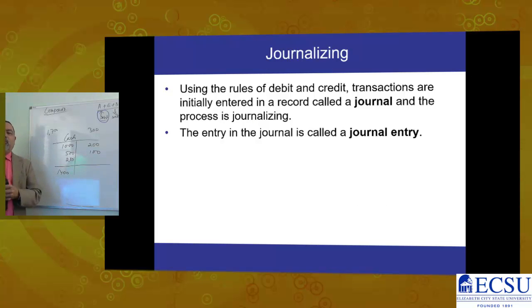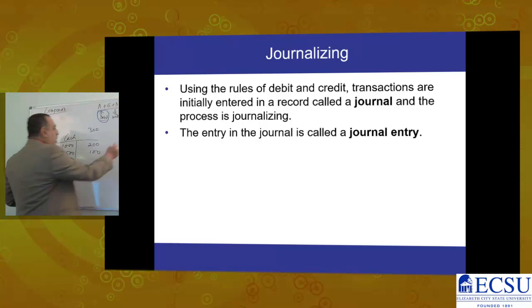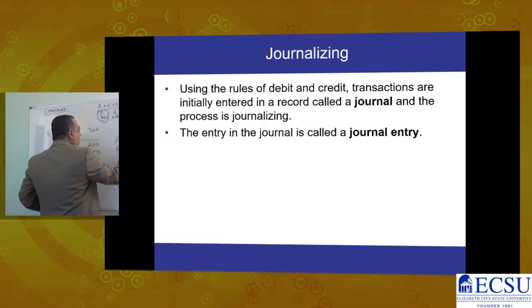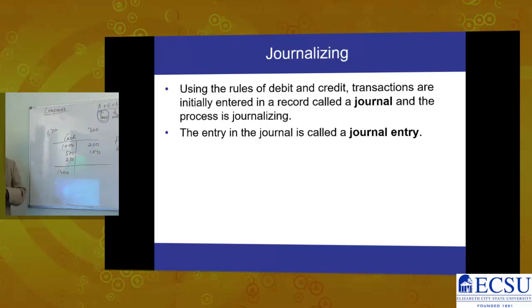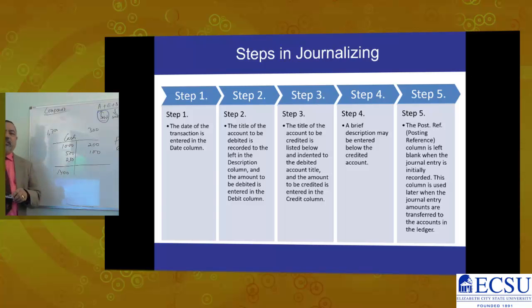Now we're going to go on to the next concept for this segment of the video, that is journalizing. Using the rules of debit and credit, transactions are first entered in a record. Sometimes we call this record a book of prime entry, because this is the first place where we make a record of a transaction. The record is known as a journal, the process is known as journalizing, and the entry you make in the journal is called a journal entry. So whenever somebody talks about a journal entry, they're talking of the entry made in the journal in the process of journalizing. These are three terms that we will come to again and again.